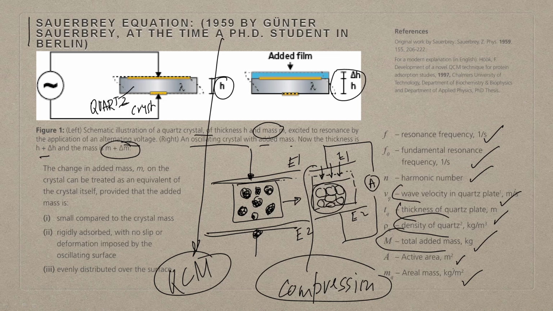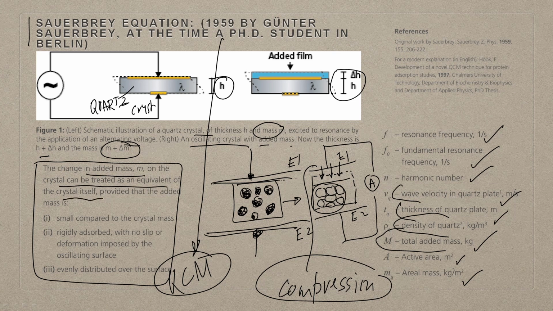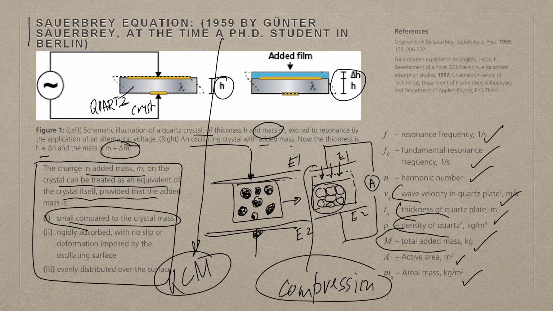And the catch is here. When I was showing you the first slide, I told you I will come back to this slide. There are a few small lines written here, and I did not discuss this. The change in added mass on the crystal can be treated as an equivalent of the crystal itself, provided that the added mass is, now 3 conditions are important: small compared to the crystal mass. You cannot add something which is more than the crystal mass. If the crystal mass is 1 unit, what you are adding must be far less than 1 unit, say point 1.